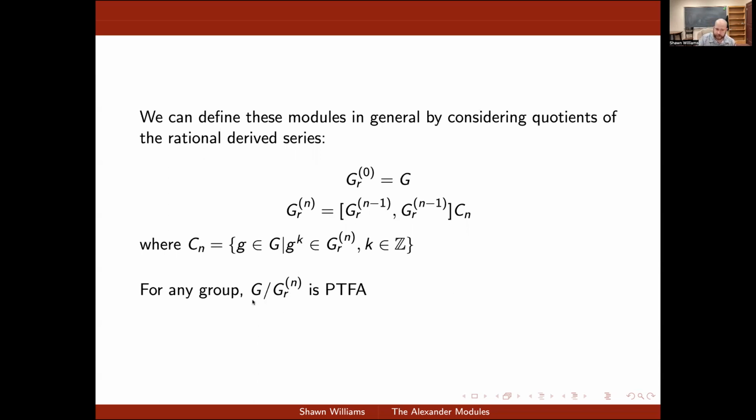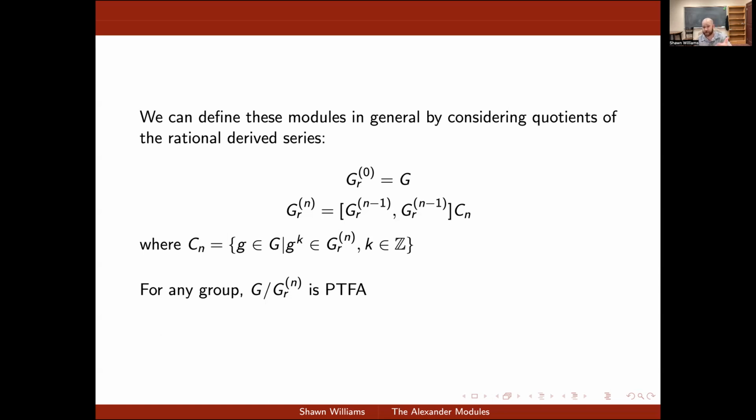But the one thing you should know is that when I quotient out by the rational derived series, I'm guaranteed to get a PTFA group. Like, always will get a PTFA group. In fact, the nth rational derived subgroup is the smallest subgroup of your group containing the nth derived subgroup, such that when I quotient by this group, I get a PTFA group. So that is, in words, what characterizes the rational derived series. It is the smallest group containing the nth derived subgroup, such that when I quotient by it, what I get is PTFA.